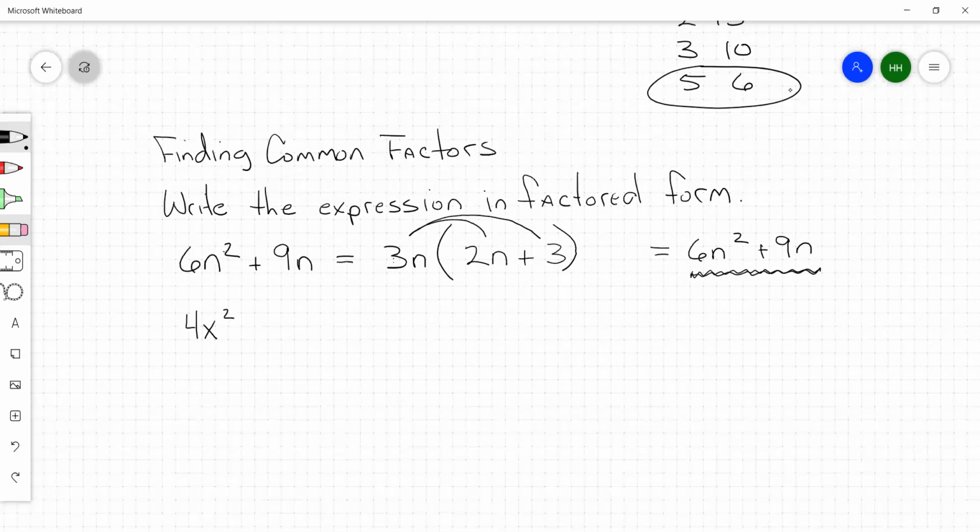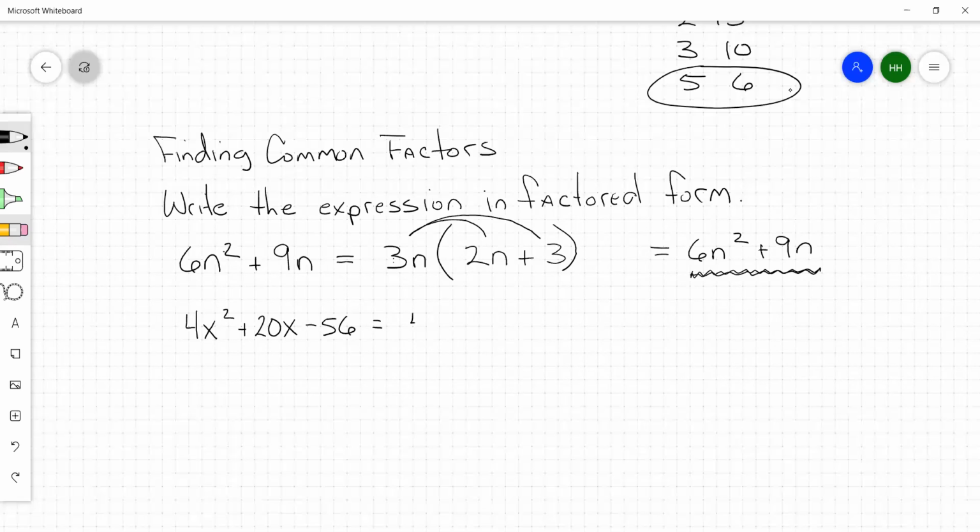Let's try 4x squared plus 20x minus 56. When you're looking at this trinomial and you see a 4 and a 20 and a 56, you always want to ask yourself, is there something common to all of those numbers? Is there a common factor? Well, 4 goes into 4, and 4 goes into 20, and 4 goes into 56. So the first thing you can do in this problem is factor out a 4.